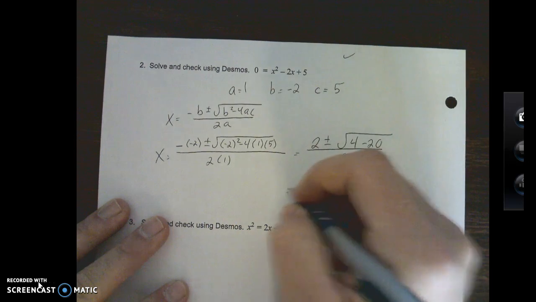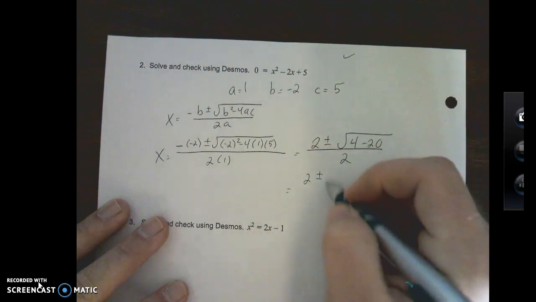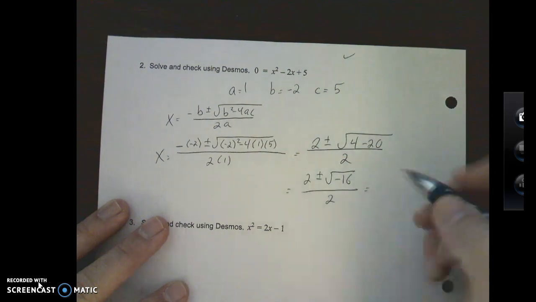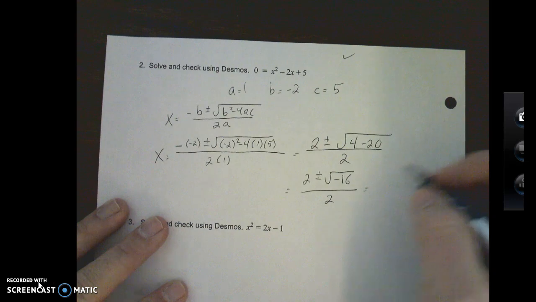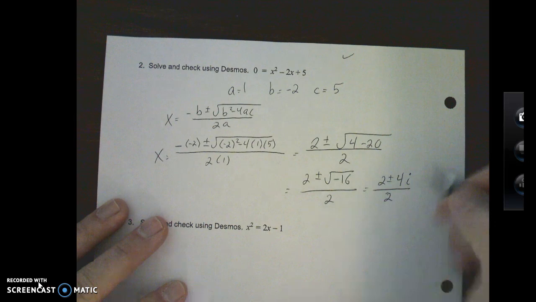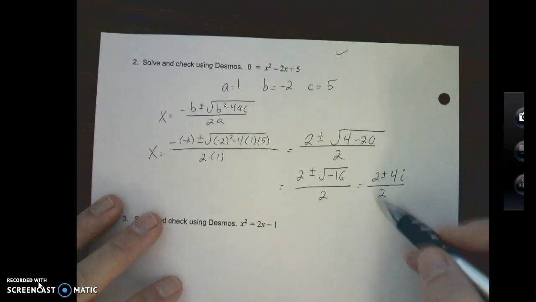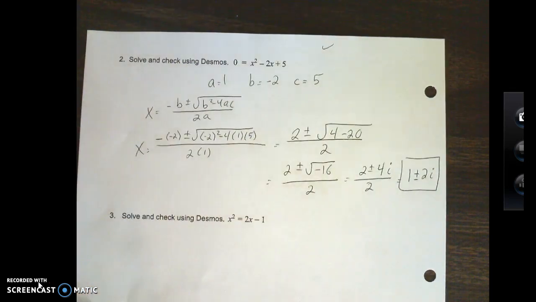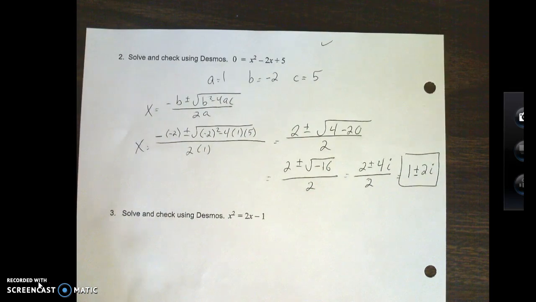Okay, cool. So I have 2 plus or minus the square root of negative 16, 4 minus 20, over 2. What is the square root of negative 16? Well, it is 4i. All right, so I've broken that down. Last thing, are all three of these numbers divisible by the same thing? Yes, they're all divisible by 2. So divide all of them by 2. 1 plus or minus 2i. And there's a 1 on the bottom, but you don't have to say divided by 1 because that's redundant. We don't have to make that known, okay?